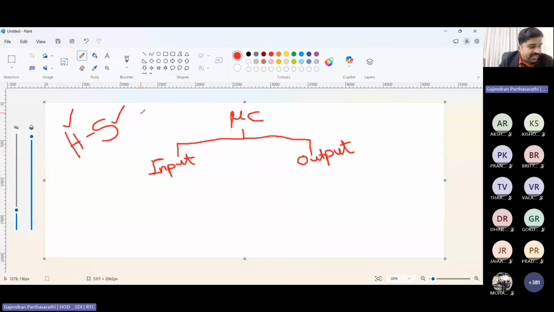Now come to the input side. As you said already, input, buzzer, LED, so many things you told. Under input, again we are going to categorize into two types. Please note down two types. Any guess from your side what may be the major two types?